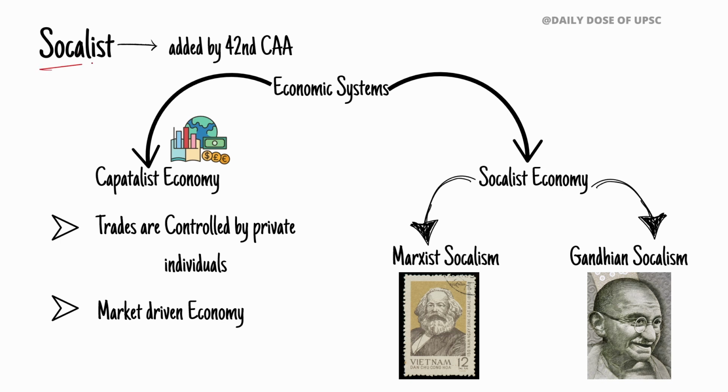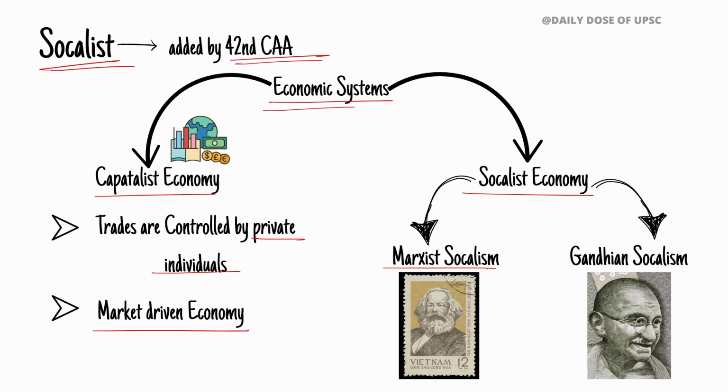Next keyword is socialist, which was added by the 42nd Constitution Amendment Act. There are 2 types of economic systems, capitalistic economy and socialistic economy. In the capitalistic economy, trades are controlled by private individuals and it is a market-driven economy. It runs completely on profit and on demand and supply. For example, Reliance, Adani.